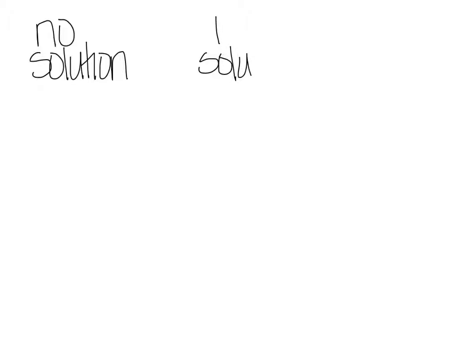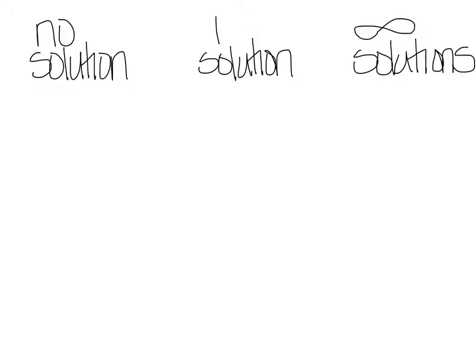Alright, without graphing, let's take a look at predicting the number of solutions a given system may have. We have three different scenarios in this case. We could have no solution, we could have a single solution, or we could have an infinite number of solutions. Let's take a look at how we would arrive at each of these scenarios.